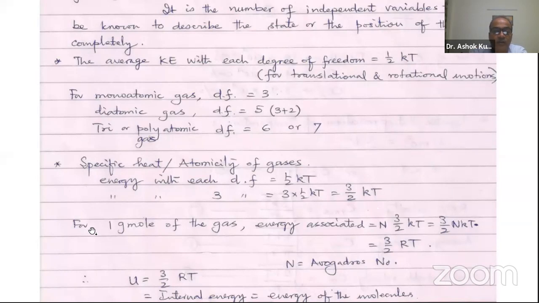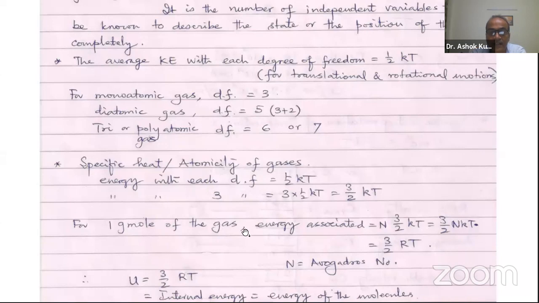Now, for 1 gram mole of the gas, in many books you find it is written GM. This is wrong. It should be G only. For gram, the notation is standardized as G, not GM. Either you write gram, or you write G. Okay, just for your information. Of course, marks is not going to be deducted.